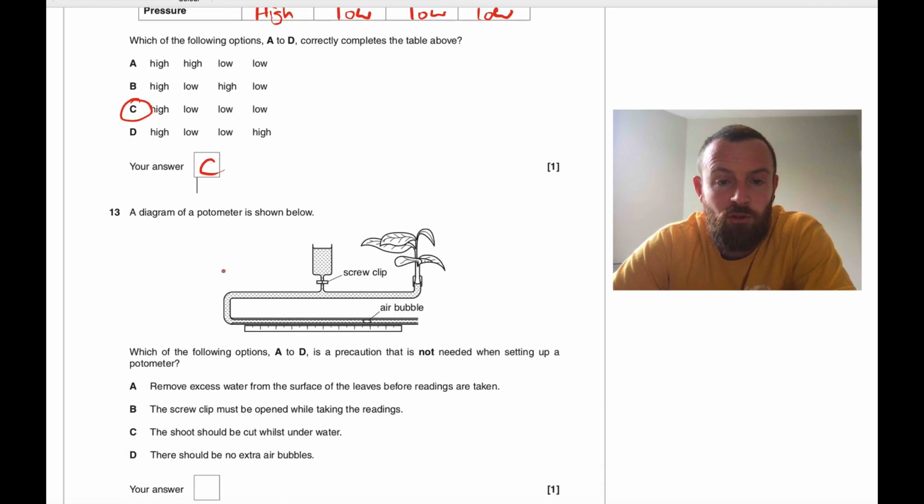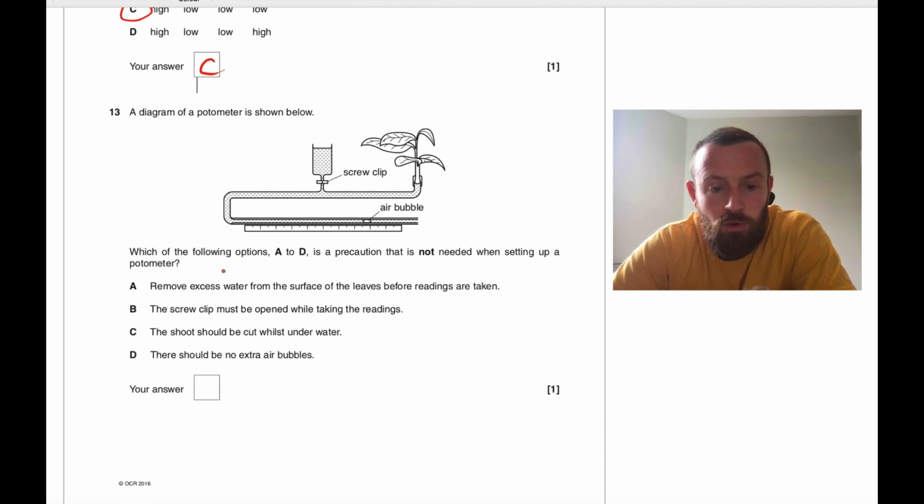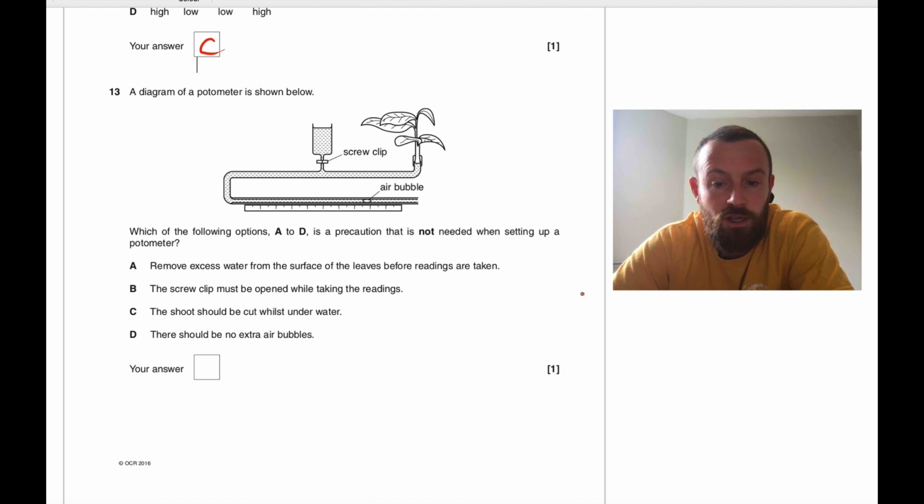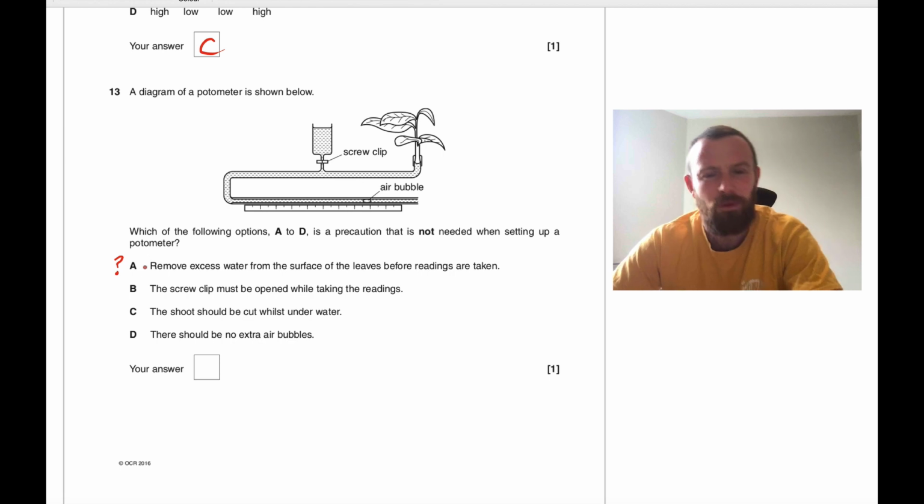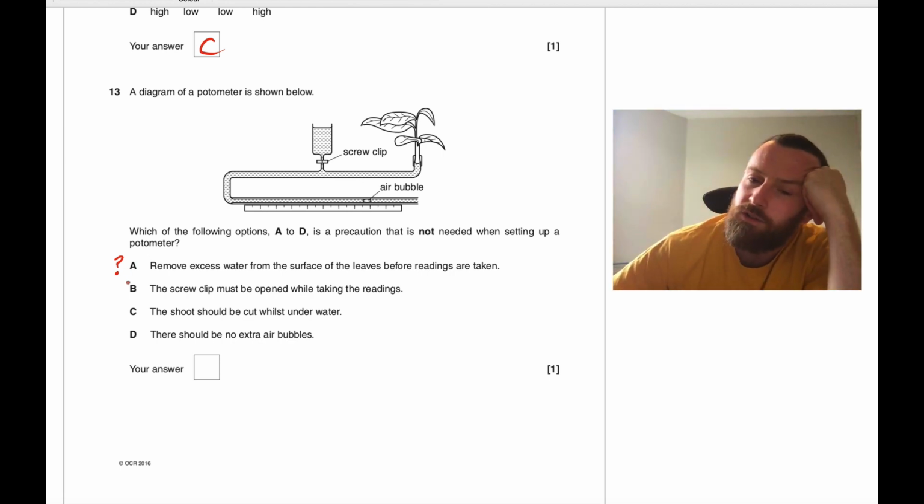13. A diagram of a potometer is shown below. Which of the following options, A to D, is a precaution that is not needed when setting up a potometer? Well, I'm going to read through all these first. I don't know about this one. It'll probably help transpiration to remove the excess water from the leaves. So I'm going to come back to that.